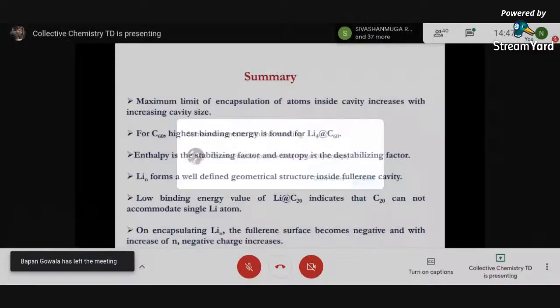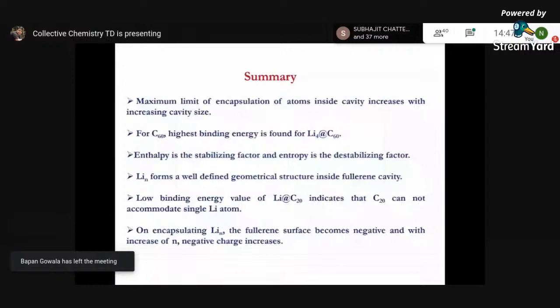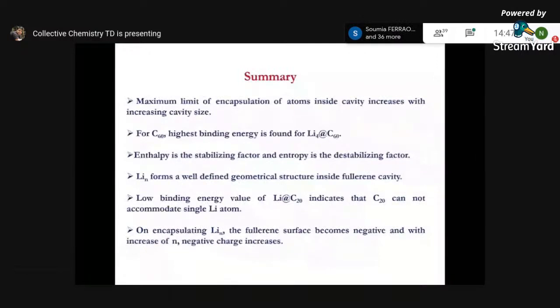Now, here the Li_n cluster inside the fluorine takes a perfect geometry, and for lower fluorine the binding value is not so much, and while it's encapsulating, the fluorine surface becomes negative and the lithium cluster becomes positive.